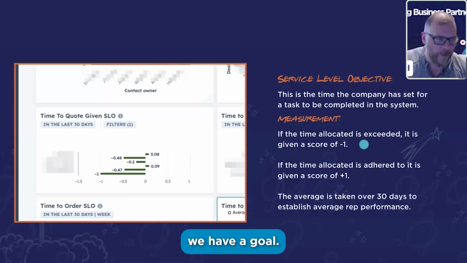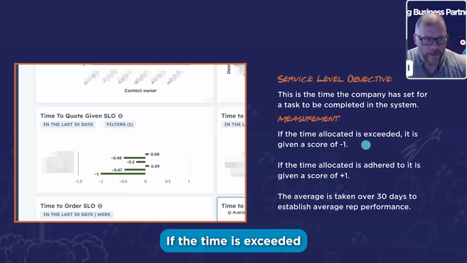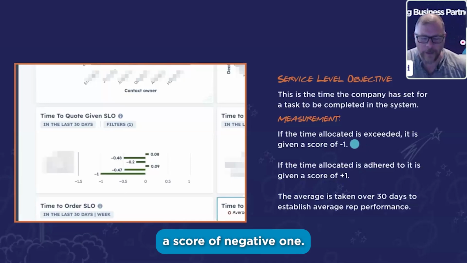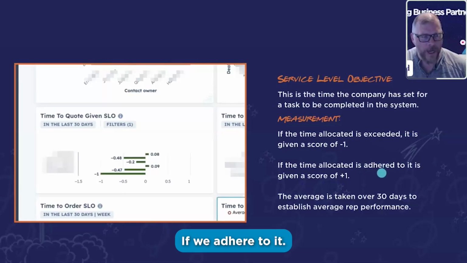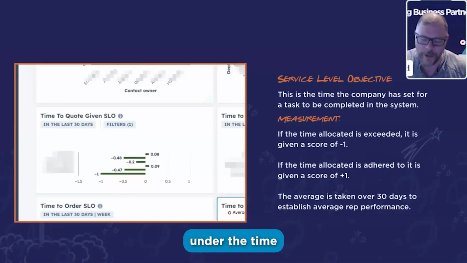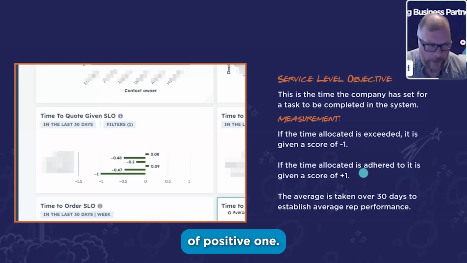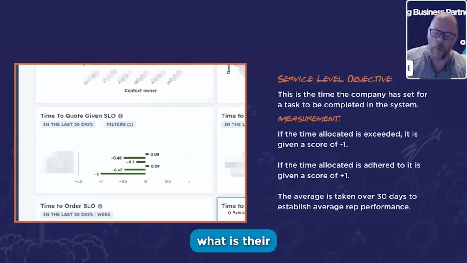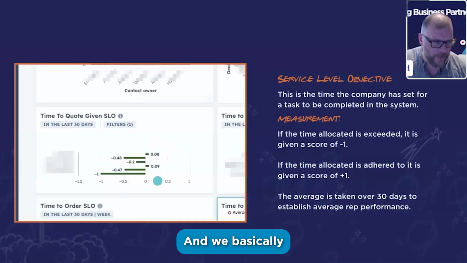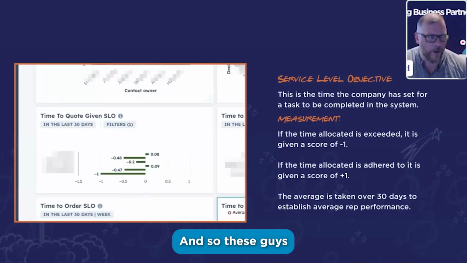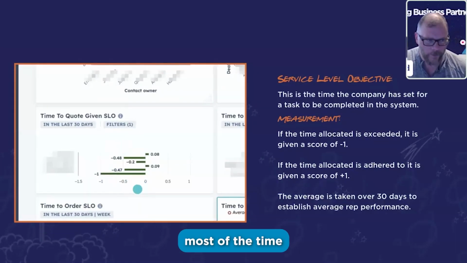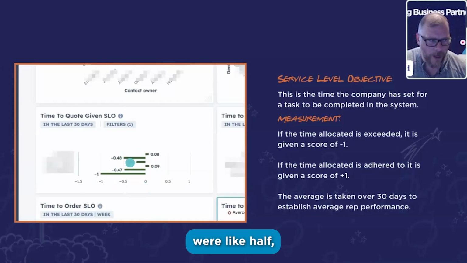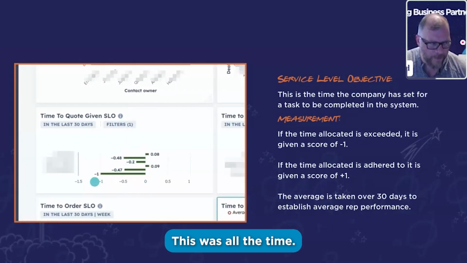So we say, okay, we have a goal. If the time is exceeded past the goal, we give that deal a score of -1. If we adhere to it, so if we come in under the time, it gets a score of +1. Then we say, for all the deals that these salespeople did in the last 30 days, what is their average score? And we basically anchor it around 0. And so these guys were failing most of the time, because most of them were like half the time. This guy's all the time.